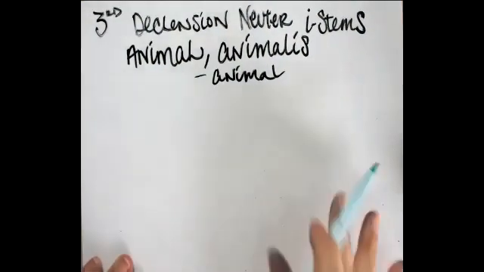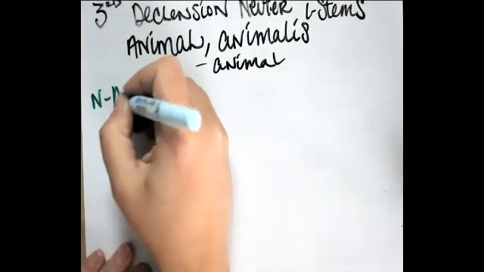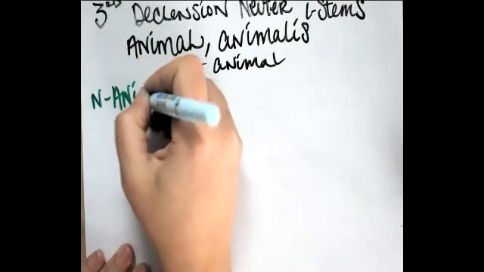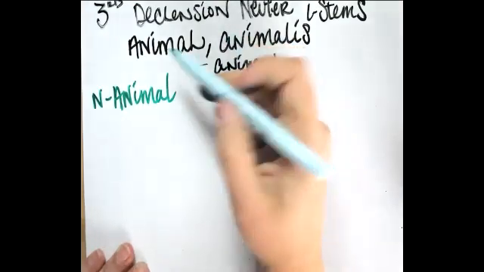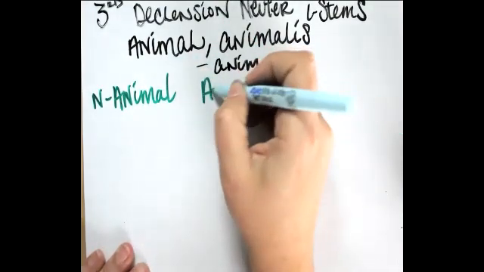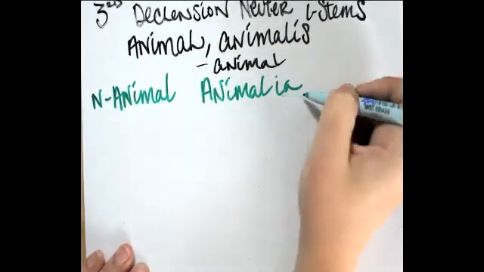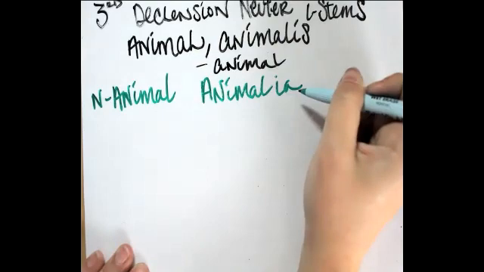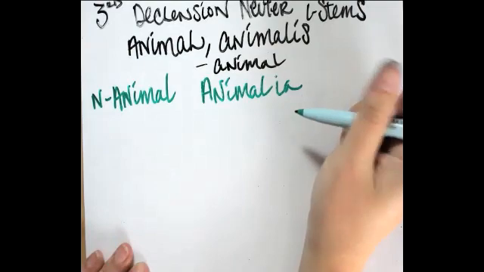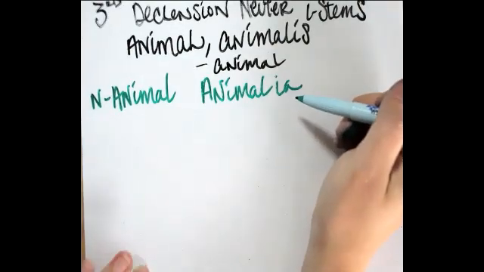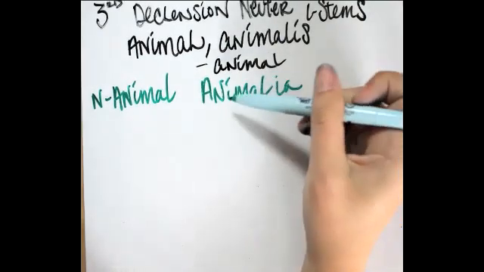In our nominative singular, which is right here, just animal. Animal, the animal. In our nominative plural, it's animalia, the I instead of just having an A. If you've gone through biology and you have talked at all about kingdom, phylum, you are familiar with Animalia.